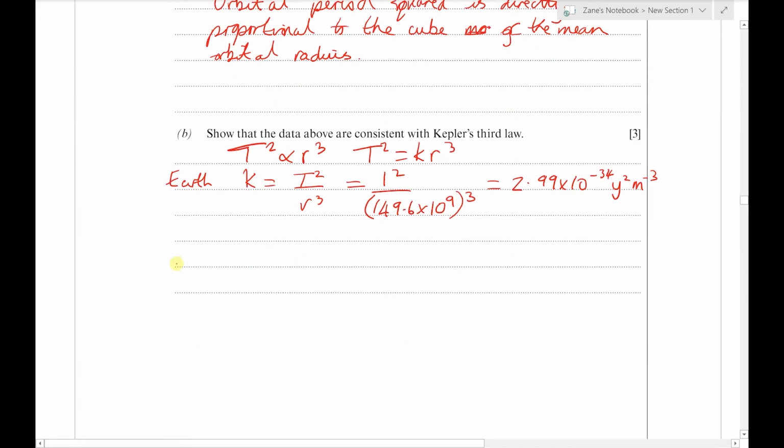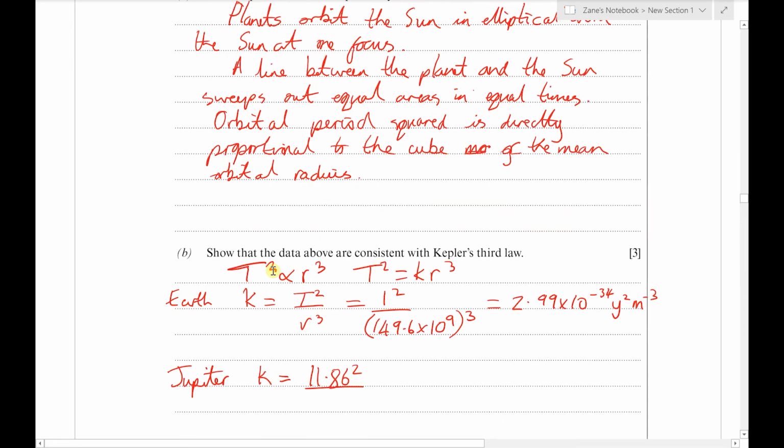Let's take the values for Jupiter. k will be 11.86 squared over 778.6 times 10 to the 9 cubed, so let's put that one in. And that will give us 2.98 times 10 to the minus 34.